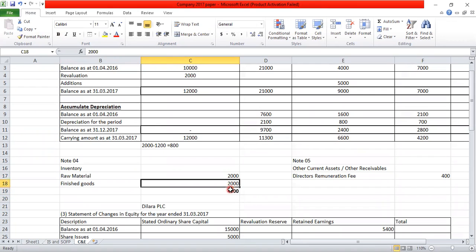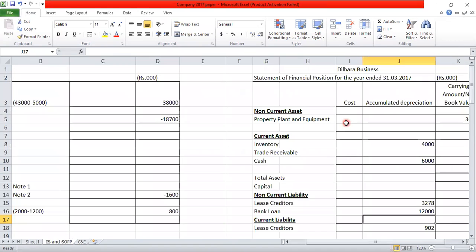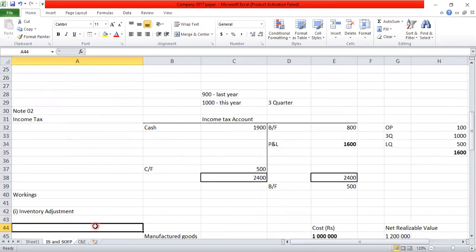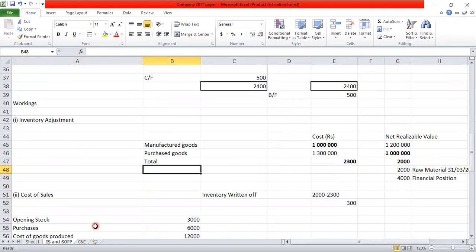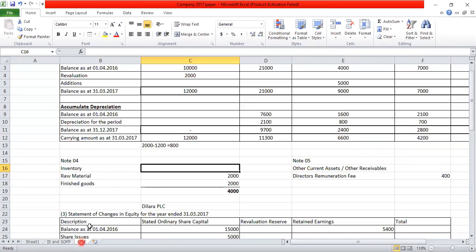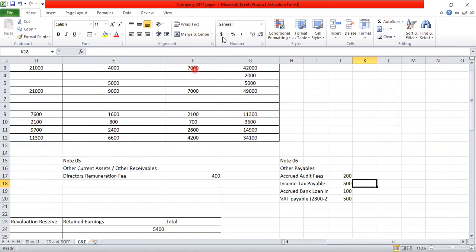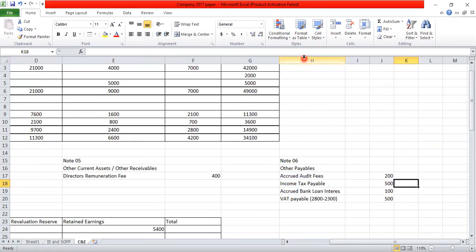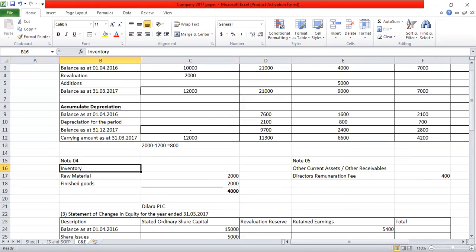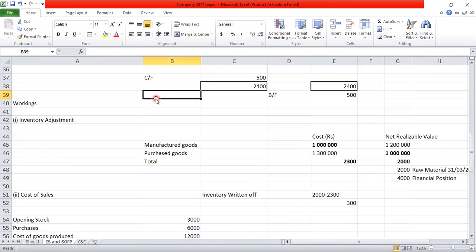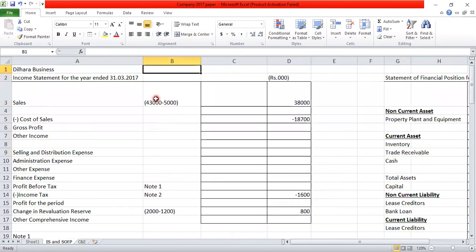This 4,000 is the 4,000 you are seeing here on the inventory. And I have shown this under this working also. If I'm not mistaken, the inventory adjustment should be note 4. I showed it here, but it's better you show it in another note because the examiner doesn't like to see your workings. If he can easily find his answers, then of course he will be very happy to go with answers rather than workings. It's better you go with all his notes.